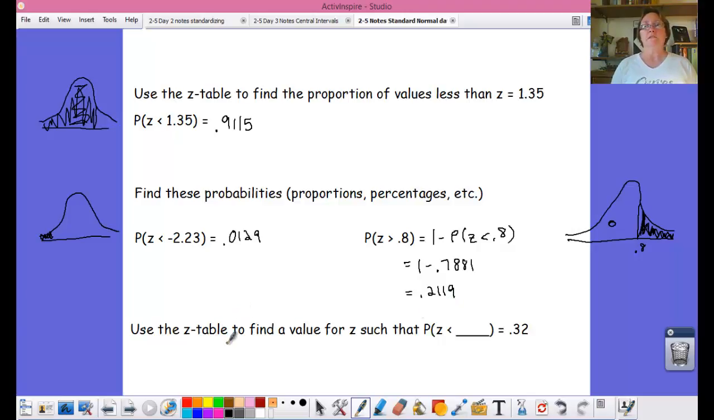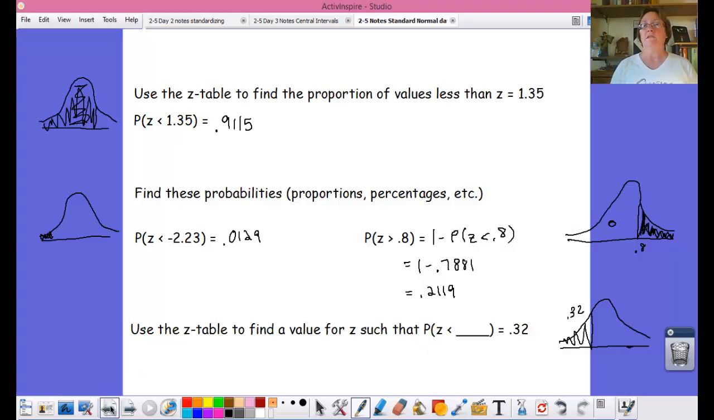The next example is going to ask us to work backward a little bit. We're going to use the z-table to find a z-value so that that value of z traps, and I want to draw my picture, traps 32% of the probability underneath it. We know the percentage this time, not the z-score. So you think about this. 32% is less than half, so we're in here somewhere. Again, that's just a rough estimate. And what we've darkened is that 32%.